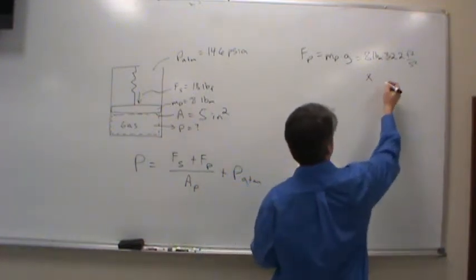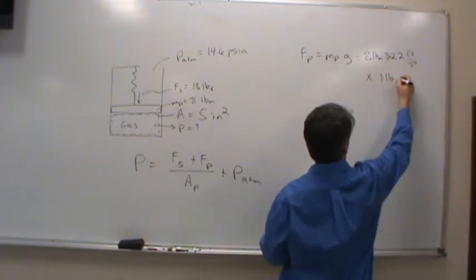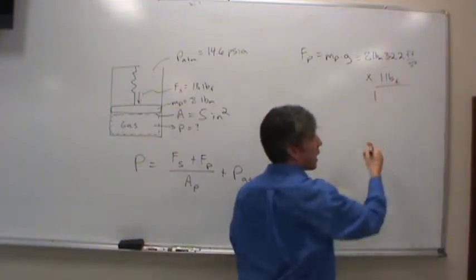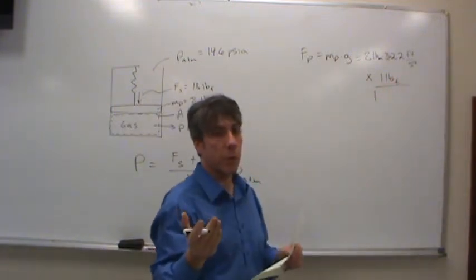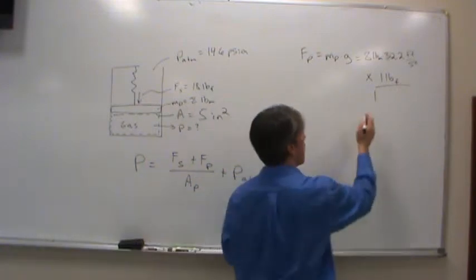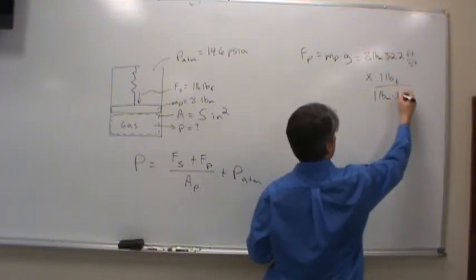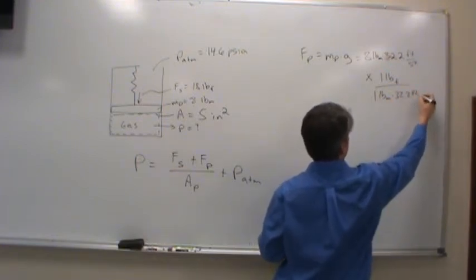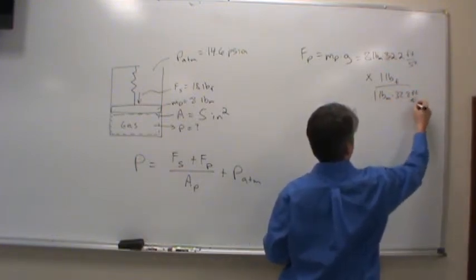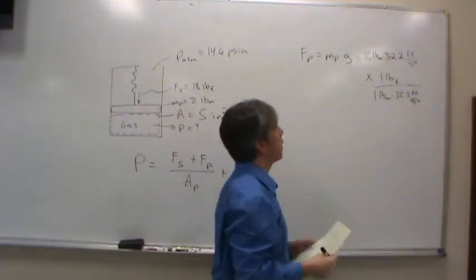So anyway, I need to multiply by 1 pound force per, and this is the way I remember it. Whatever memory trick you want to use is fine, but I remember it like this. 1 pound force, 1 pound mass, 32.2 feet per second squared. Why do I do it this way? Well, it's just a memory trick.